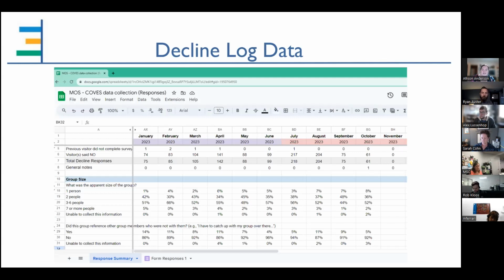We have also started to put together a response summary. This actually came from a request from one of my MOS colleagues who wanted to know if we had it summarized. And I said, no, but I can make that happen. So this should exist on everyone's decline log data. If I have somehow missed you, please let me know, and it's easy to copy it over. But this is a monthly summary of all the data showing the counts and percentages for each question and response. So you can do analysis with that raw data. You can just look at the summaries, whatever is going to answer the questions you have.